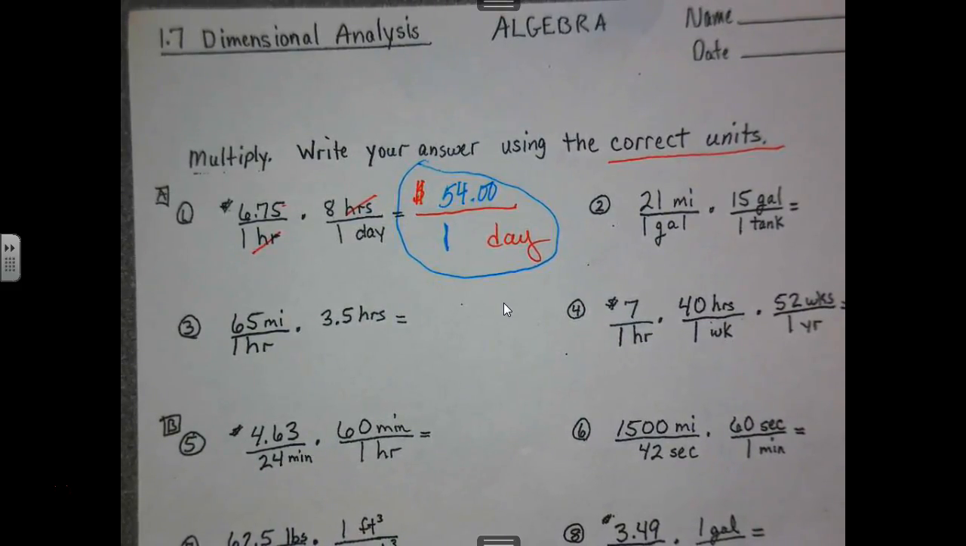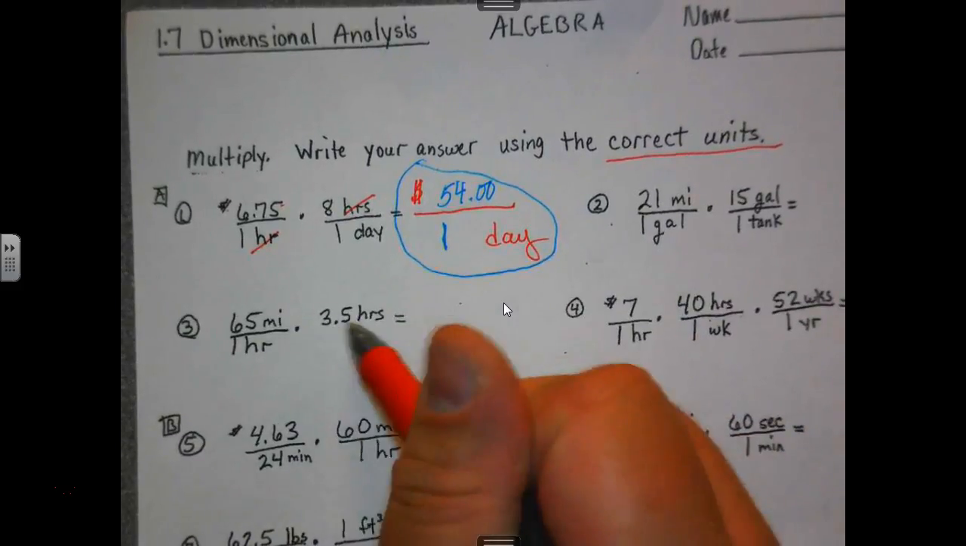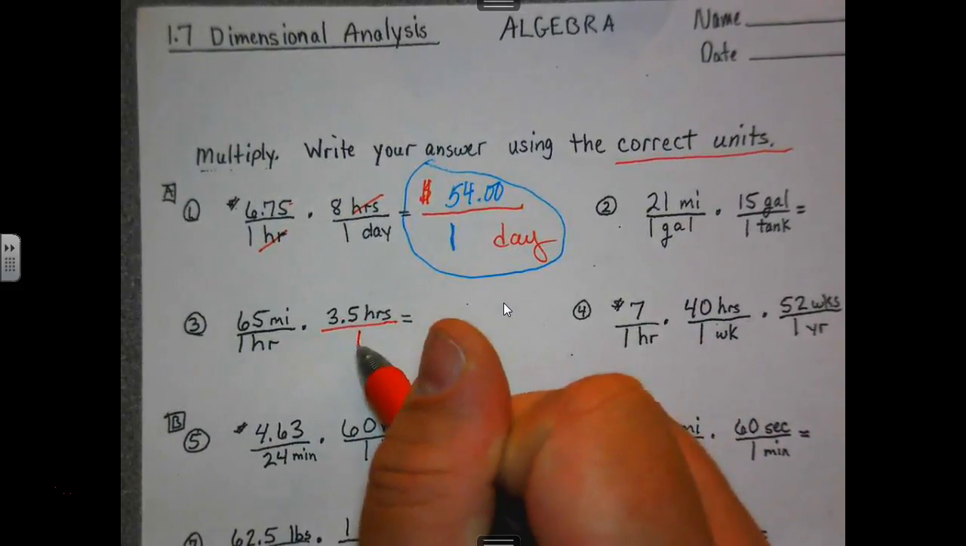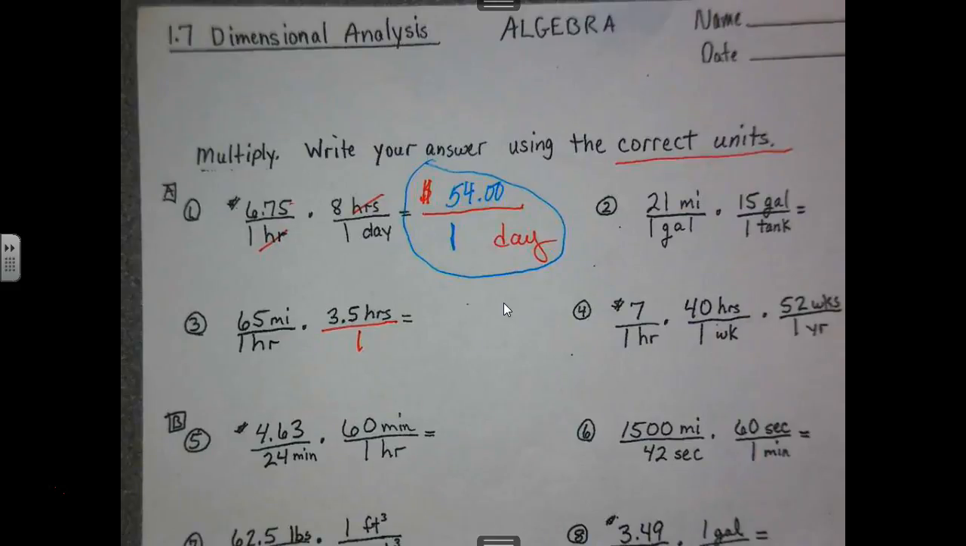If I have a whole number multiplied by a fraction, how do I change that to a fraction? That's right, put it over 1. Then you can solve it.